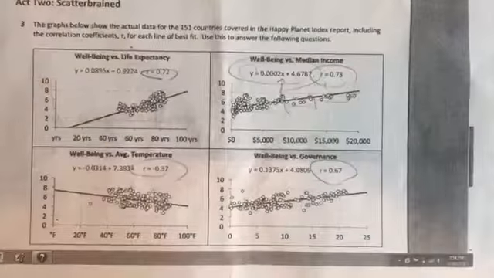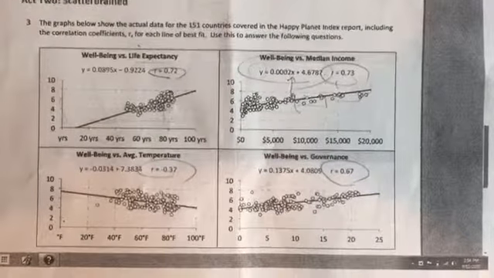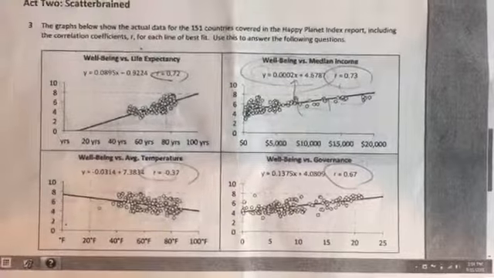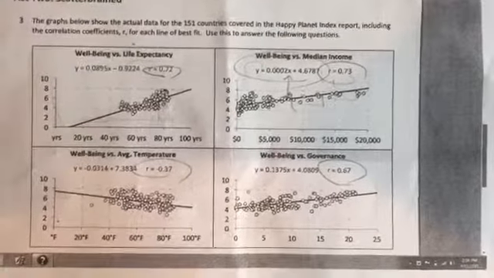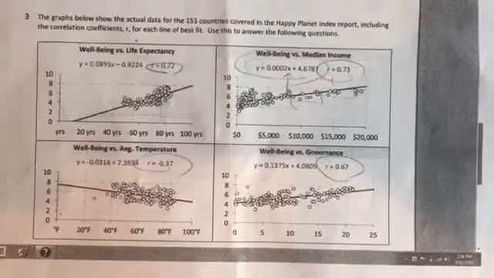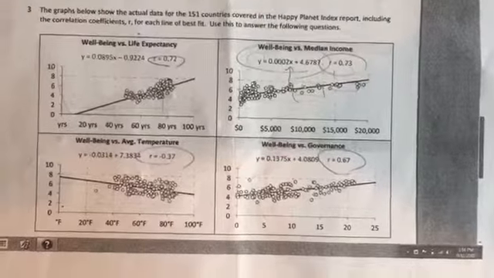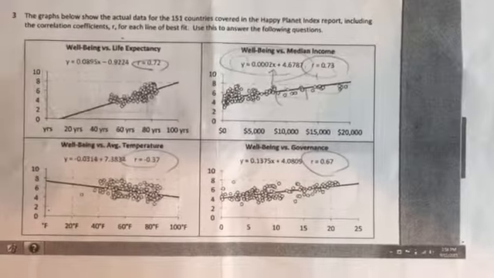There are 4 scatter plots represented in this picture. First one is well-being versus life expectancy. Second one, well-being versus median income. Third one, well-being versus average temperature. And fourth one, well-being versus governance.